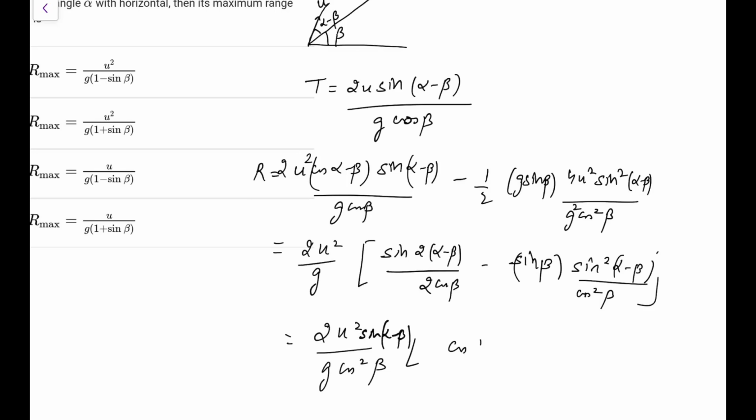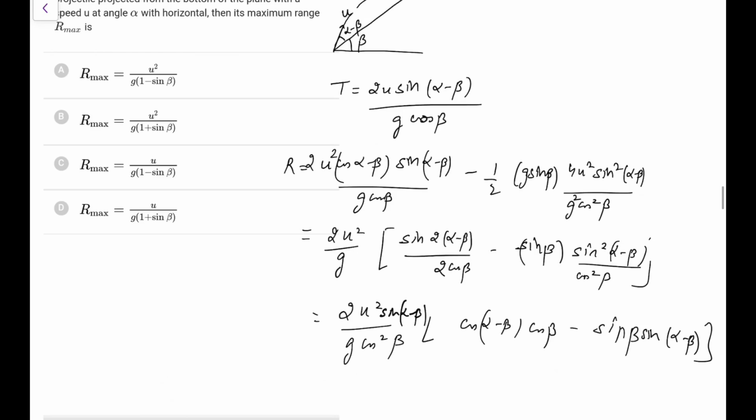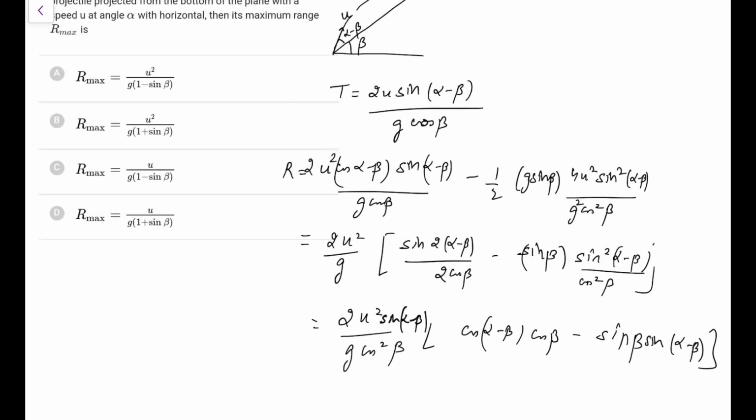So what you will be left with is cos of alpha minus beta into cos beta minus sine beta into cos of alpha into sine of alpha minus beta. So how can we simplify now? This is what we are getting. Now go as per the option, what we can do, let me search it. So this is what you write it as.